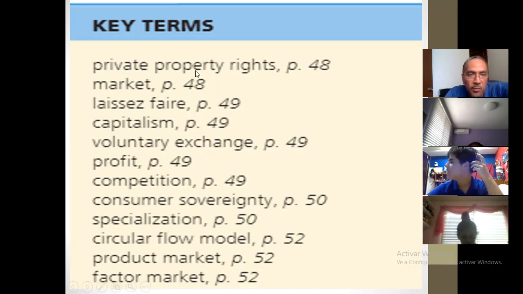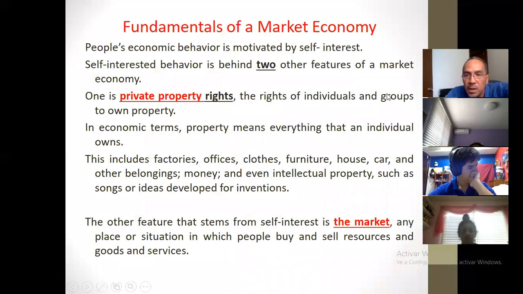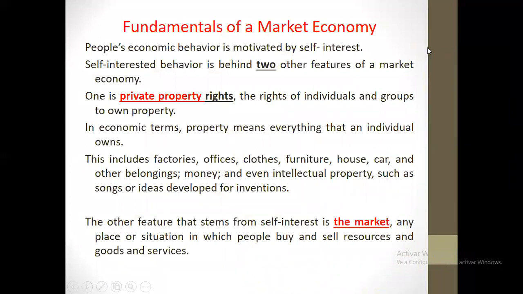Now these are the words: private property rights, market, laissez-faire, capitalism, voluntary exchange, profit, competition, consumer sovereignty, specialization, circular flow model, product market, and factor market. Those are the vocabulary for this section that is market economy. Now let's begin, guys. Let's begin. Fundamentals of a market economy. These are the fundamentals. People's economic behavior is motivated by self-interest.